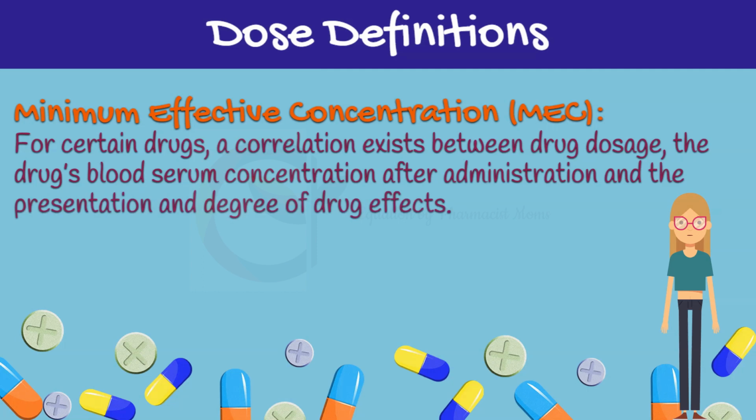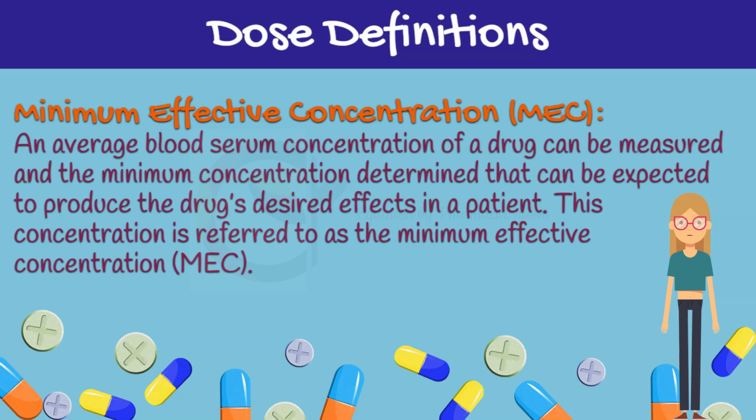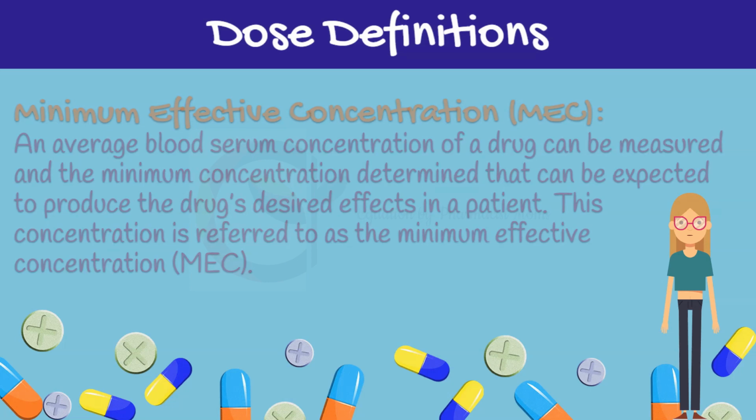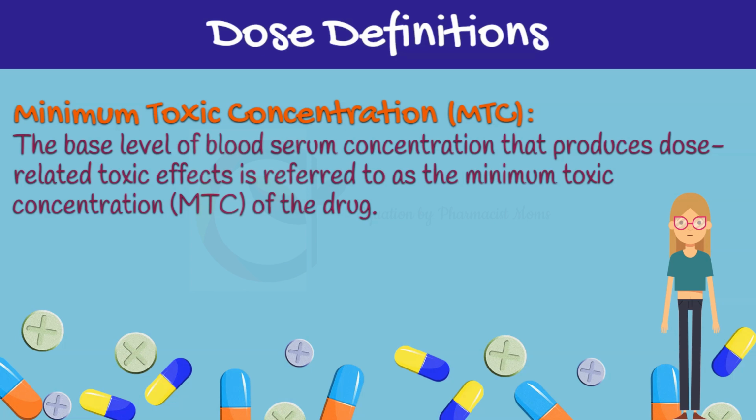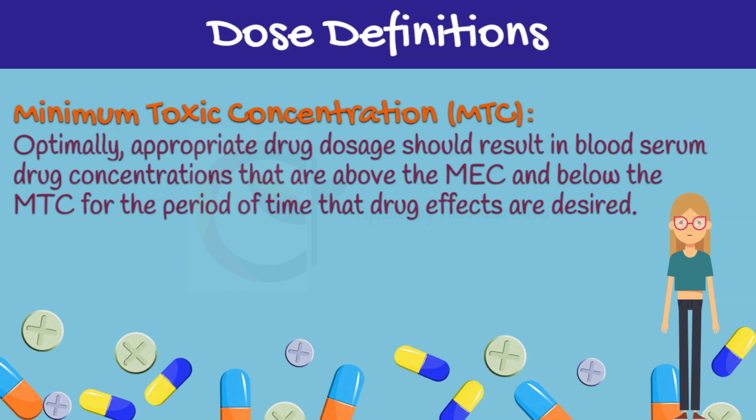For certain drugs, a correlation exists between drug dosage, the drug's blood serum concentration after administration, and the presentation and degree of drug effects. An average blood serum concentration of a drug can be measured, and the minimum concentration determined that can be expected to produce the drug's desired effects in a patient. This concentration is referred to as the minimum effective concentration, or MEC. The base level of blood serum concentration that produces dose-related toxic effects is referred to as the minimum toxic concentration, or MTC, of the drug. Optimally, appropriate drug dosage should result in blood serum drug concentrations that are above the MEC and below the MTC for the period of time that drug effects are desired.